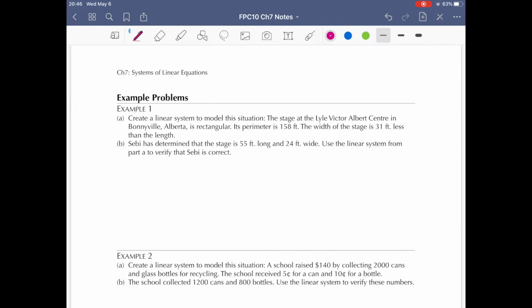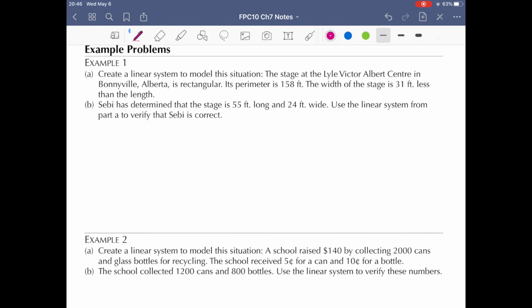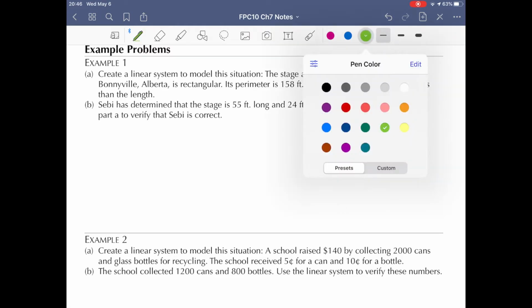All right, example problem 1. Create a linear system to model this situation. The stage at the Lyle Victor Albert Center in Bonnyville, Alberta is rectangular. The perimeter is 158 feet. The width of the stage is 31 feet less than the length. So, we're going to go through those 3 steps.